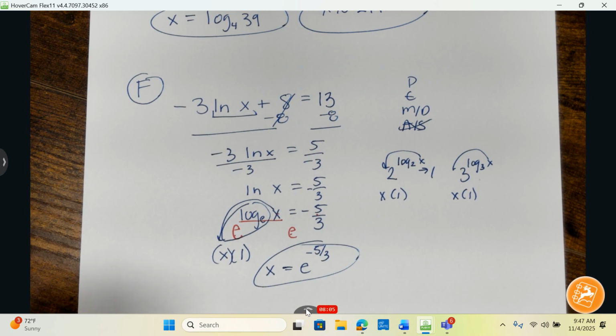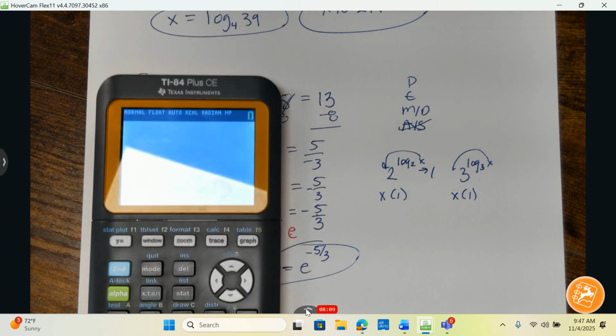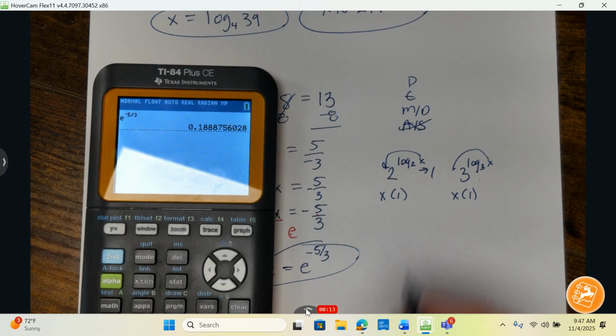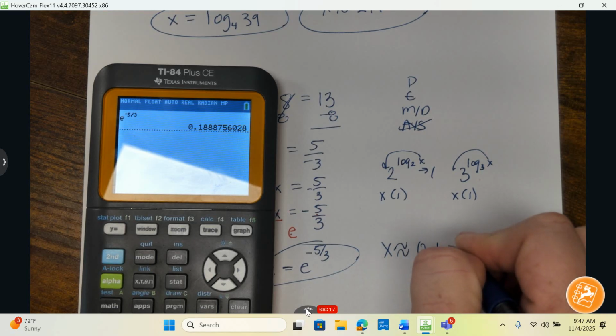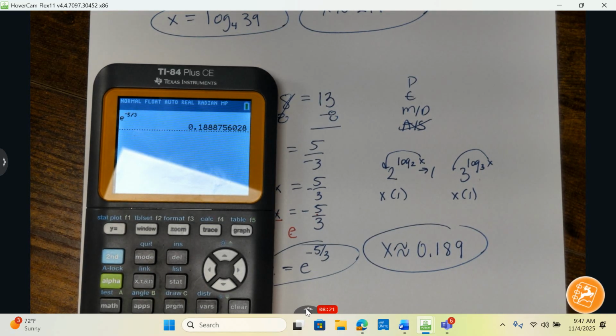Now, how do we find the approximate answer? Well, e here is in blue, so I need to hit the blue key for e, and then raise to the negative 5/3. We have x is approximately 0.189 when rounded to the nearest thousandths.